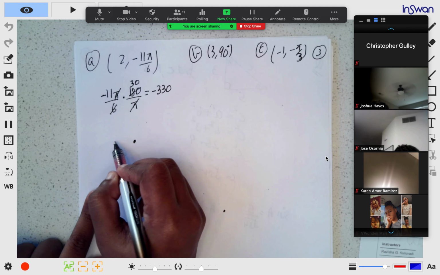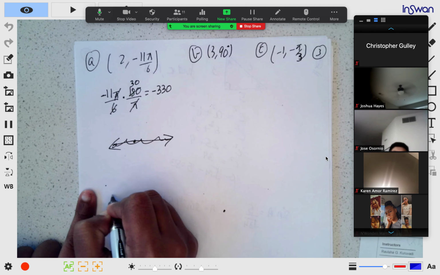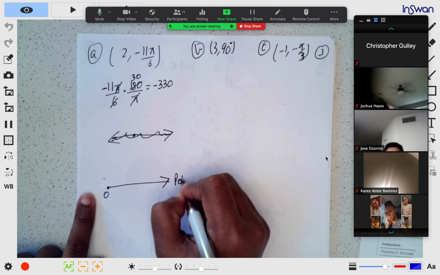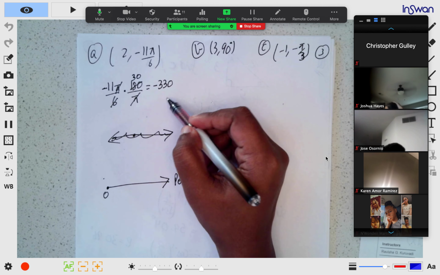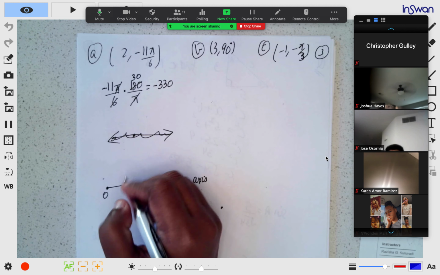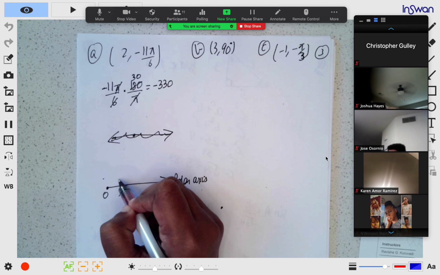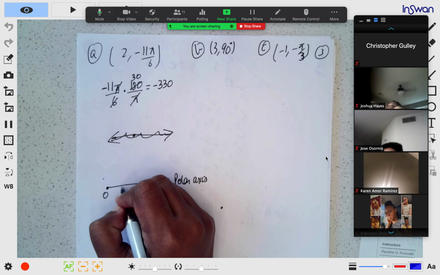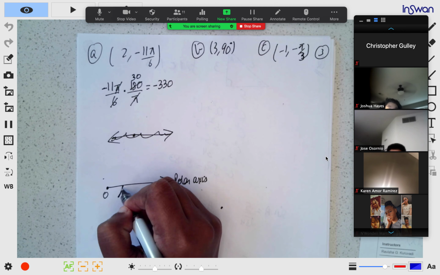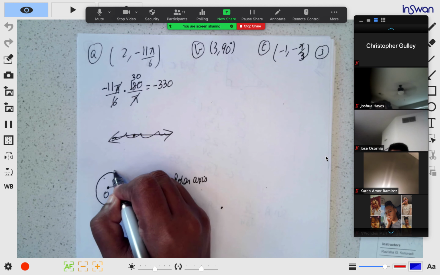So let's draw. This is my polar axis. Sorry, I drew it wrong. So this is my polar axis here. This is 0. Since my angle is negative, that means I'm going to go clockwise. 330. If I go clockwise, which quadrant will I come to? The whole circle is how much? 360. So if I start here, which quadrant will I go to? You will land in quadrant 1. Quadrant 1, exactly. So you go like this and you will reach here.